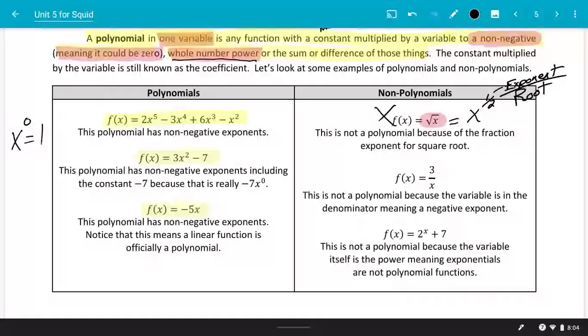We also talked about exponents this past week, and we learned about negative exponents. Anytime that we have a variable on the bottom, that's the same thing as saying 3x to the negative first power.